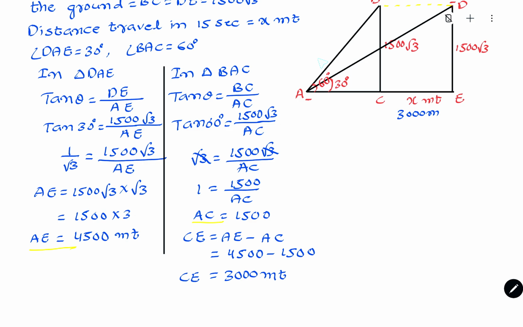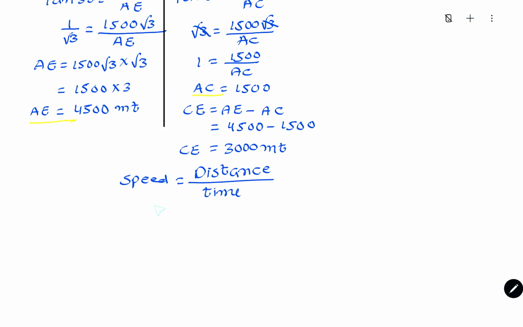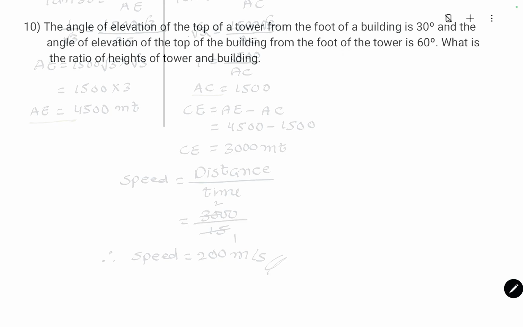Speed is equal to distance by time. Here the distance is 3000 and the time is 15 seconds. 15 ones are 15, 15 twos are 30, so 200. So speed is equal to 200 meters per second. Therefore speed is equal to 200 meters per second.